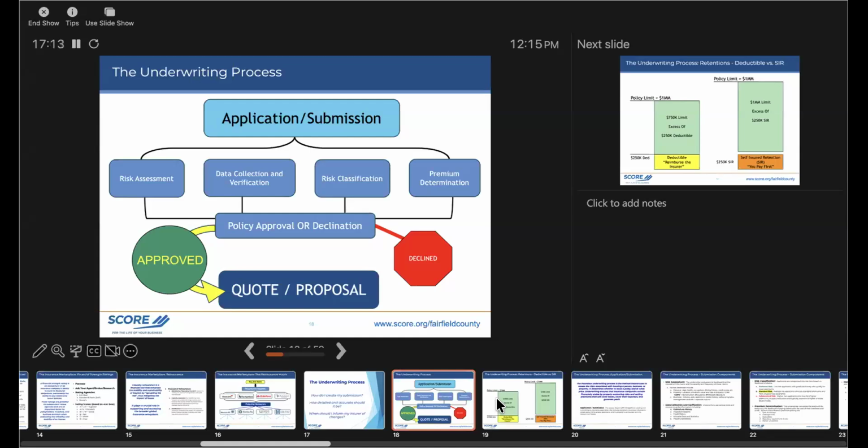So your application or submission gets viewed and evaluated by the underwriter, and they do a risk assessment, data collection and verification. For instance, how many employees, that kind of thing. Then they classify the risk, and then they do a premium determination. So either there is a policy approval or declination. And if they approve and decide they want to write your business, they will give you a proposal or a quote. And if they decide they do not want to write your business, they will decline the quote or they will decline the business.